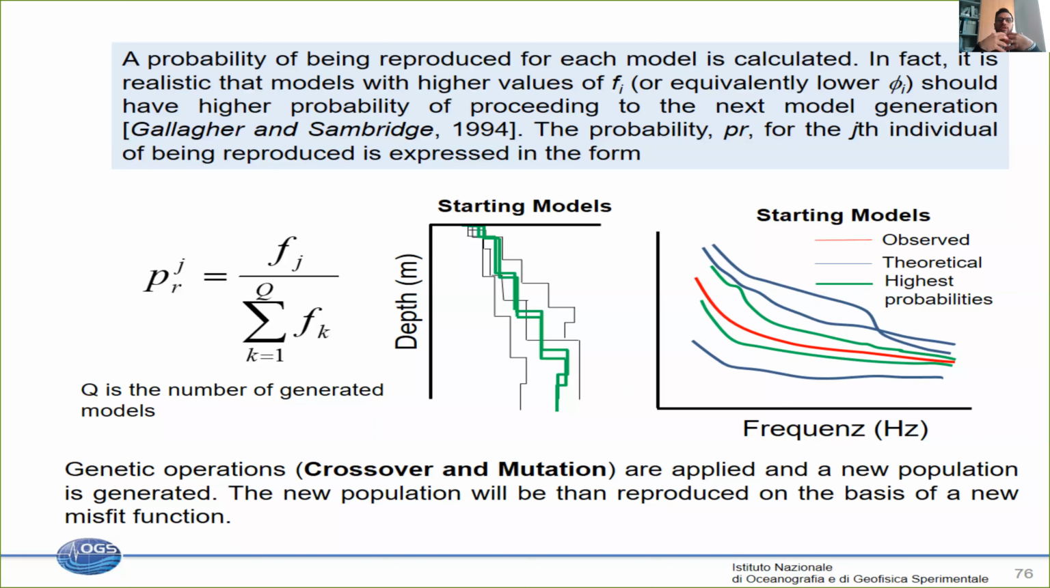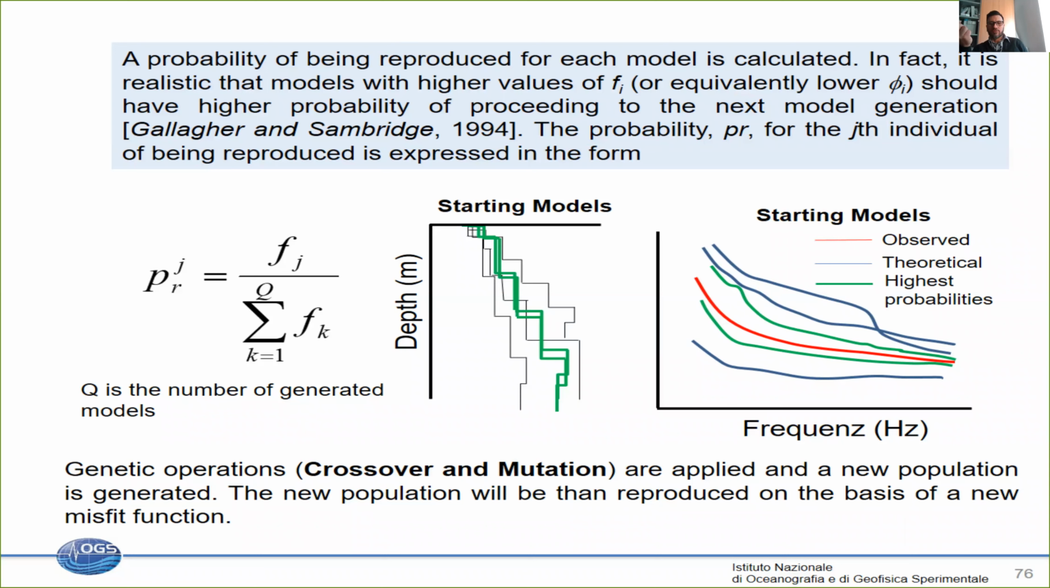Generally we give more chance to be reproduced to models that have a higher fitness. We define a probability for each model to be reproduced, and the probability is nothing else but the ratio between its fitness and the total fitness of all the models that I calculate in each generation. So the models that have higher F will have higher probability with respect to the models that have smaller F. I will pick more of the characteristics of these models in the future. For example, these green models, the closest to the observed data, are the ones clustering a little more around certain values of the velocity profile.